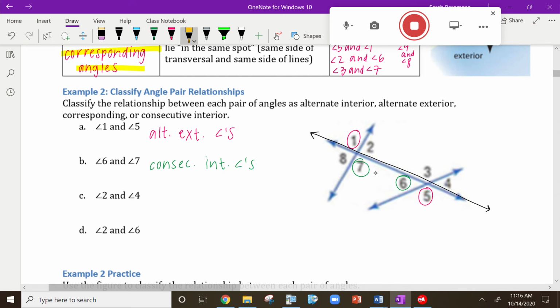Next, we have angle 2 and angle 4. Those both lie on the same side of the intersection, or in the same spot. They're called corresponding angles. And finally, angle 2 and angle 6. They're in the interior, but they're on opposite sides of the transversal, so they're called alternate interior angles. Pause the video and try the practice problem below.